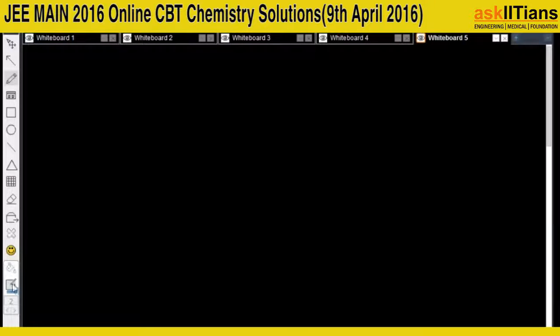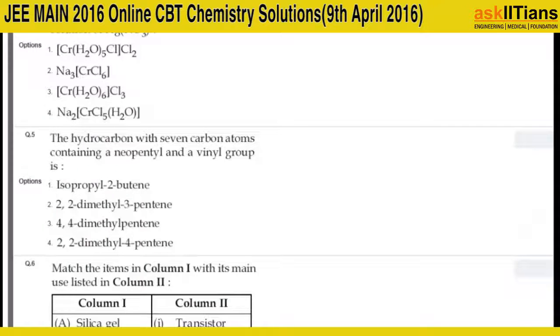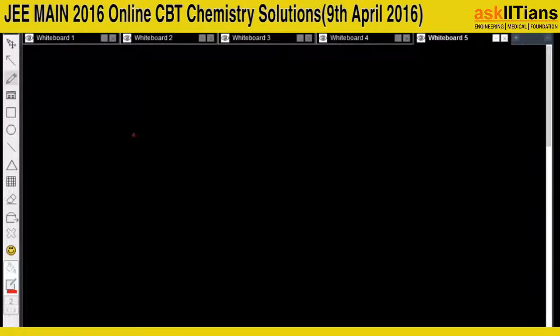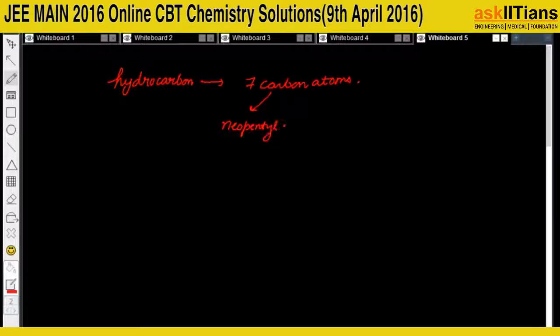Question number 5 says that the hydrocarbon with 7 carbon atoms containing a neopentyl and a vinyl group is. That means you have to tell such a hydrocarbon which has 7 carbon atoms. Also it must have a neopentyl group and a vinyl group.